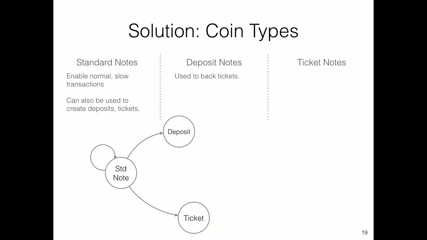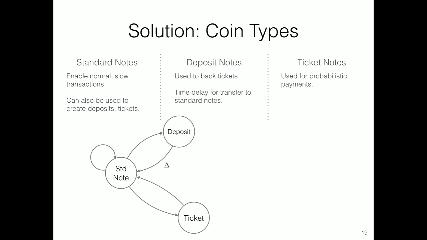Deposit notes are used to back tickets in micropayment transactions. But you can withdraw a deposit to a standard note with a delay. And this delay is what prevents front running, because if you try to withdraw it, then it'll take some time, and in the meanwhile, the deposit will be revoked. Okay?